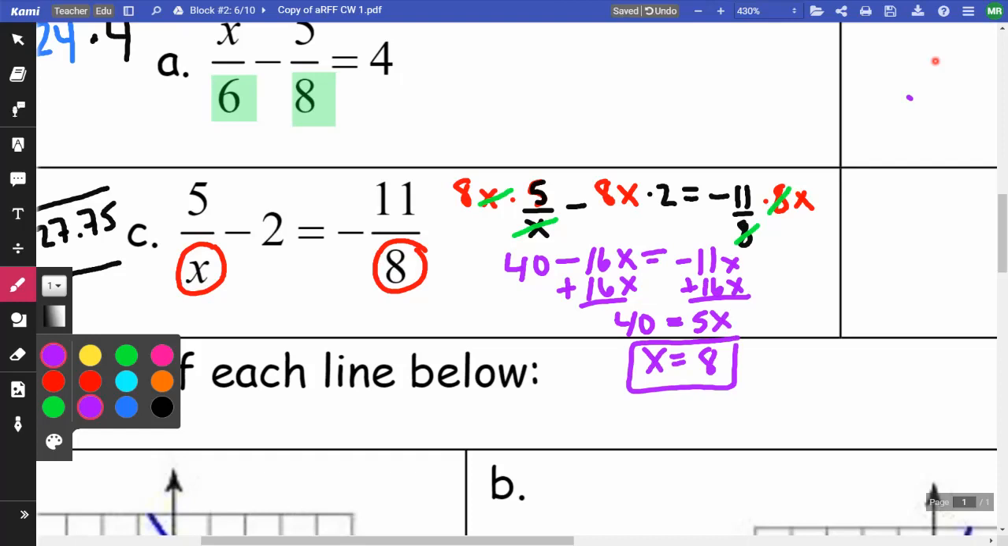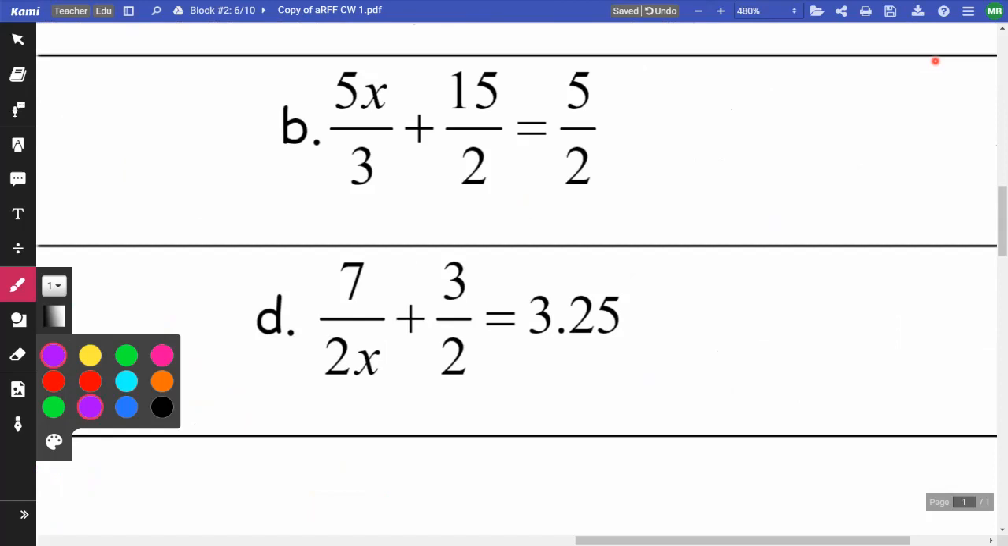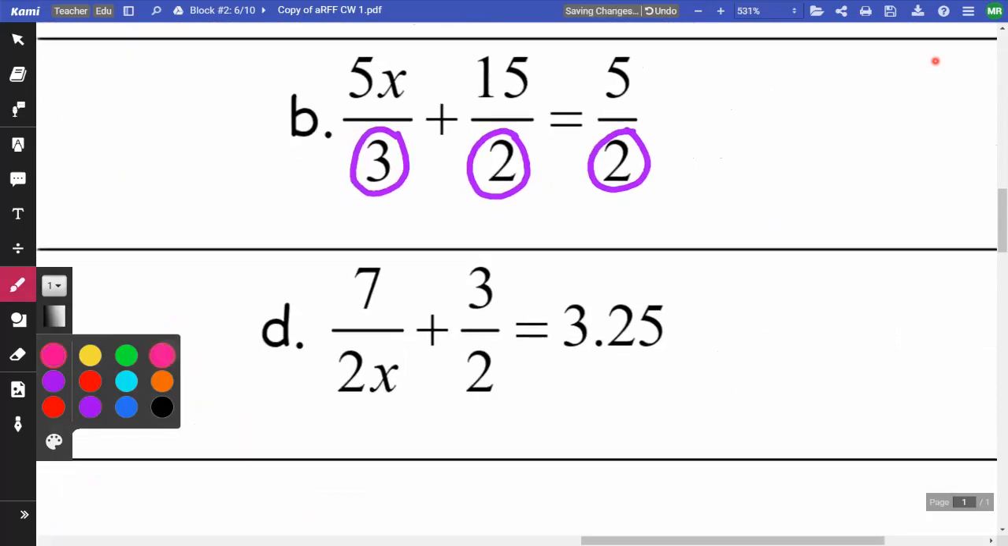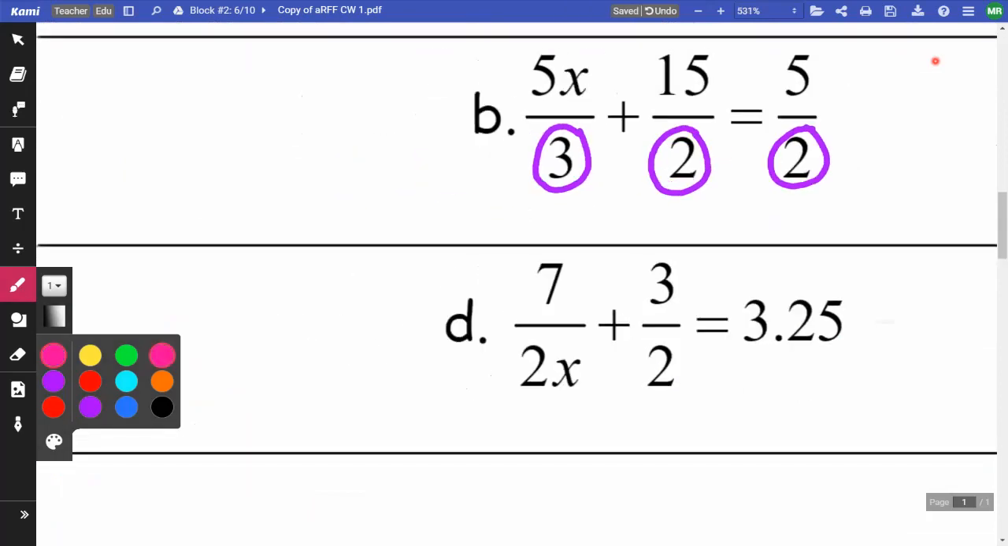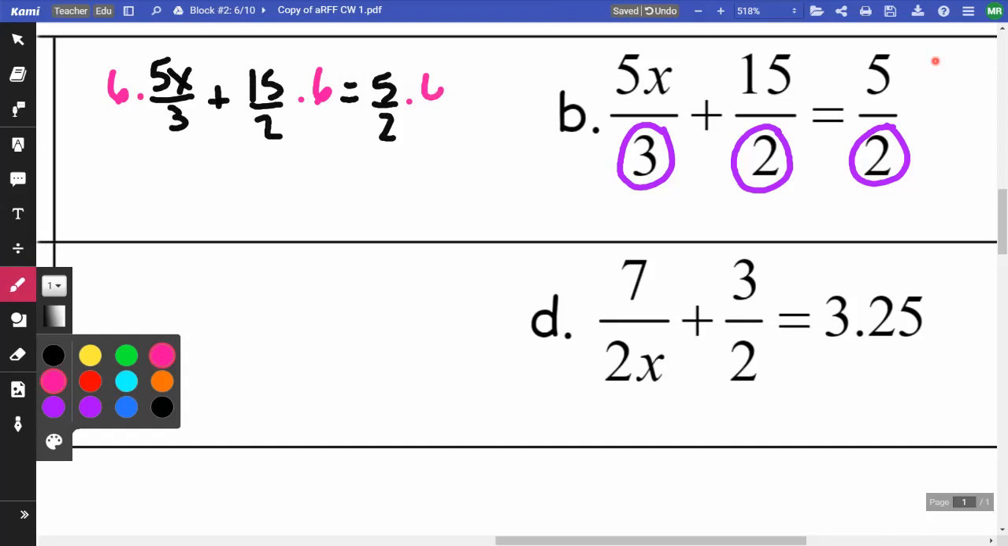So let's see. On B and D. Okay. So I need to get rid of a 3, a 2, and a 2. So I'm going to multiply everything by 6. Okay, so let me do it on this side here. Let me just write, I got 5x over 3, and I'm going to be timesing that by 6, plus I have 15 over 2, and I'm timesing that by 6, equals 5 over 2, and I'm timesing that by 6. Okay, so 3 goes into 6 twice, so that's going to give me a 10.